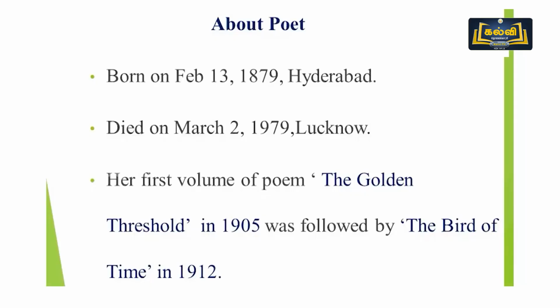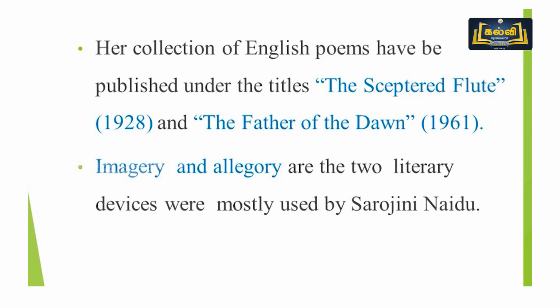Okay? Before entering the poem, I just want to give you a gist about Sarojini Naidu. She was born on Feb 13, 1879 in Hyderabad. She passed away on March 2nd, 1979 in Lucknow. Her first volume of poems, The Golden Threshold, in 1905 was followed by The Bird of Time in 1912. Her collection of English poems has been published under the titles The Sceptred Flute in 1928 and The Father of the Dawn in 1961.